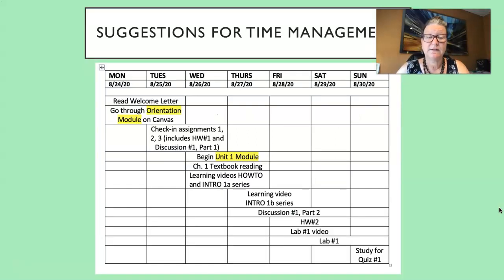Remember that on Canvas under each unit, I have a recommended schedule that I've suggested for the week to make sure that you cover everything that you need to and that you don't fall behind. This is my schedule suggestion for week 1. And this is the only week that you're going to be looking at 2 different modules, the orientation module and Unit 1. So I've highlighted them in yellow to emphasize that. During this week, I suggest you watch the videos between Wednesday and Friday.